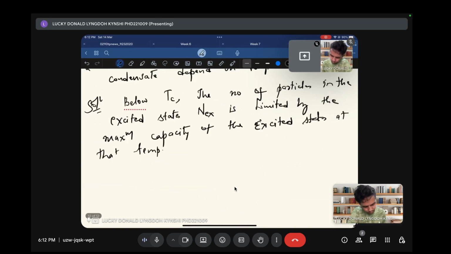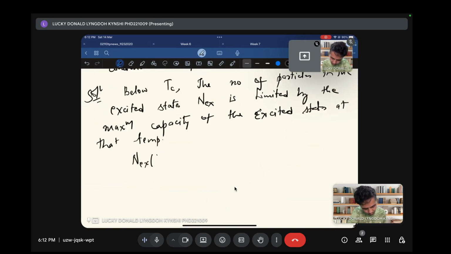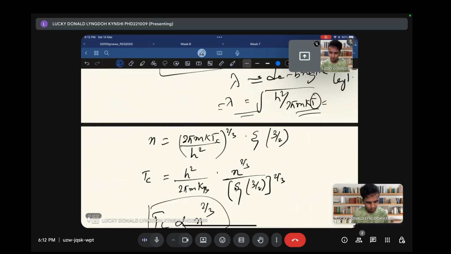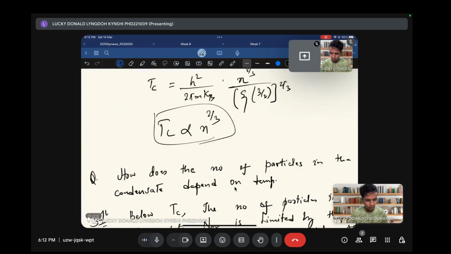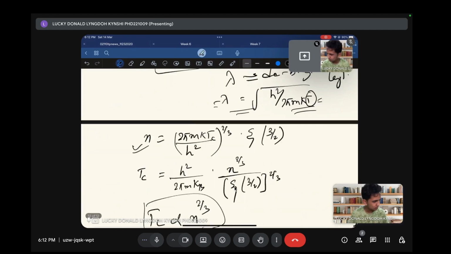The number of excited particles at temperature T is given by N times (T by Tc) to the power 3 by 2. How do you get T by Tc? You get it again from this relation, n is proportional to Tc to the power 2 by 3. Okay, I think I made a mistake, sorry. It should be 3 by 2. This is not 2 by 3. This should be 3 by 2.